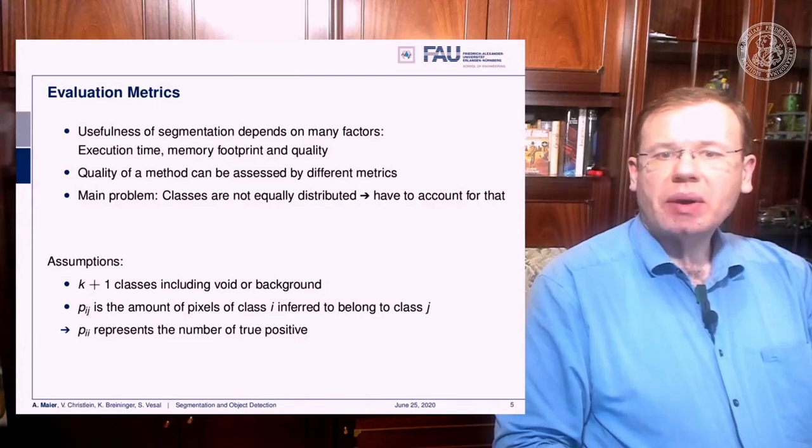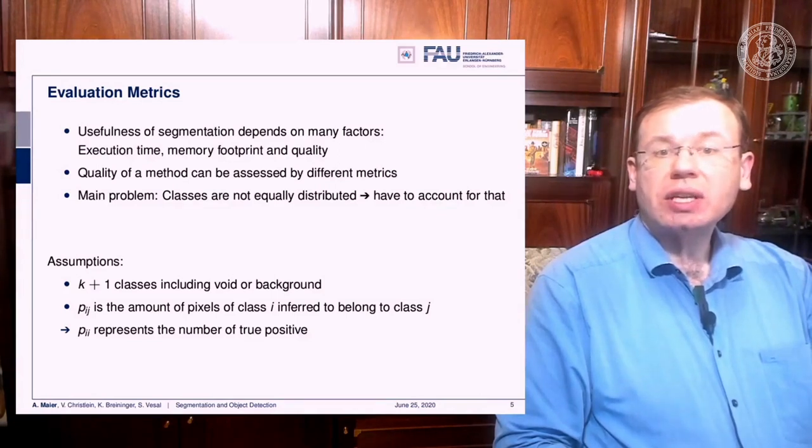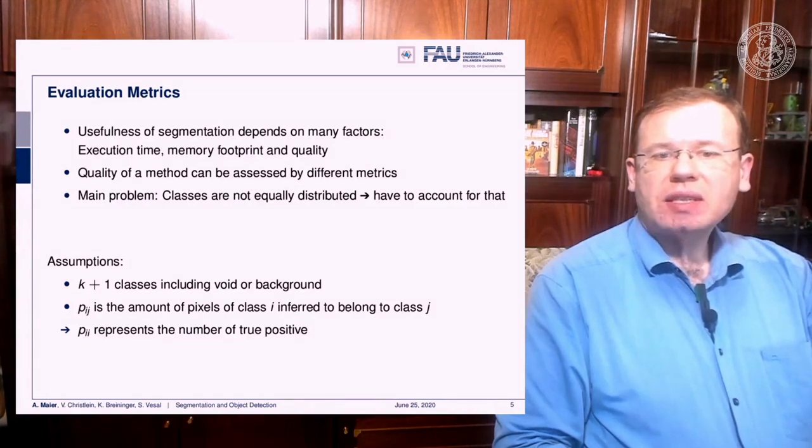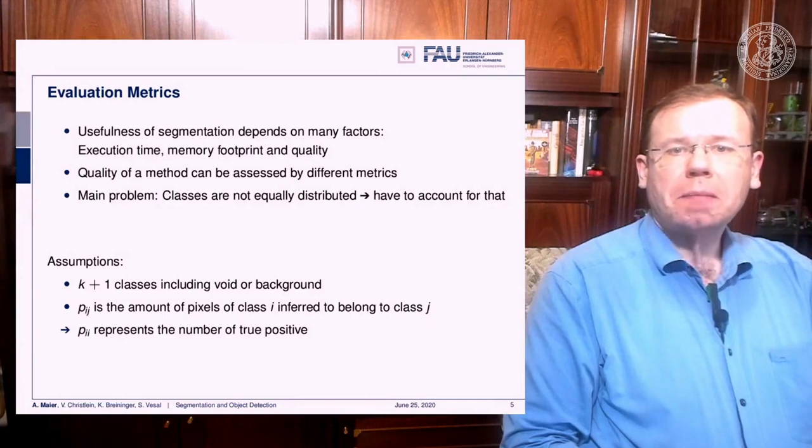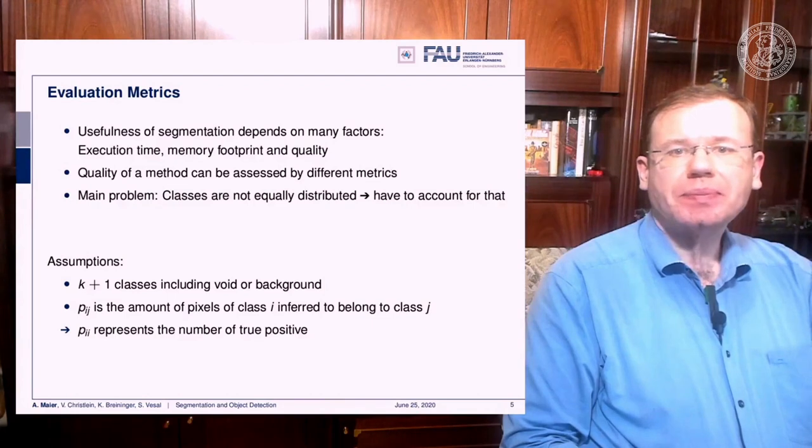And the quality of a method, we need to assess with different metrics. The main problem here is that very often the classes are not equally distributed. So we have to somehow account for that. We can do that by also expanding the number of classes with a background class. And then we can determine, for example, the probability of the pixel of class I to be inferred to belong to class J. So for example, PII would then represent the number of true positives.